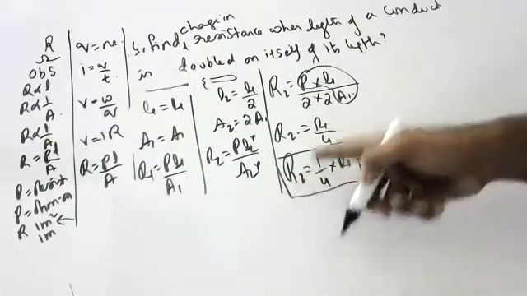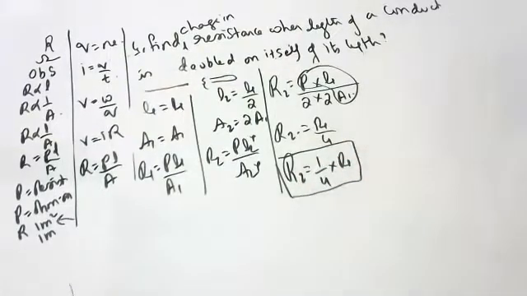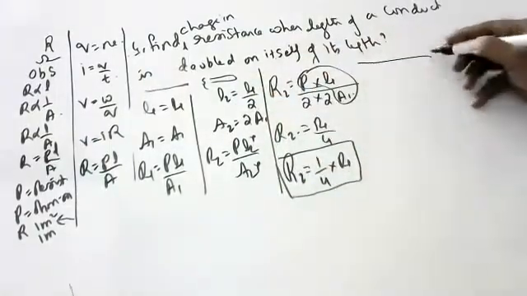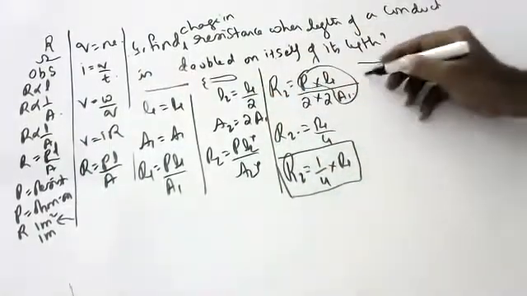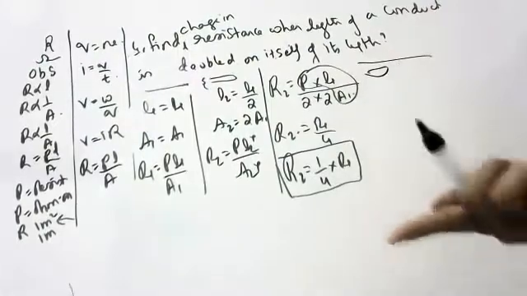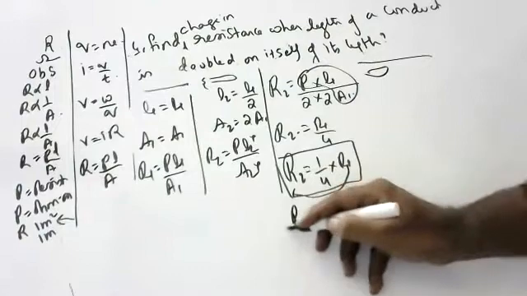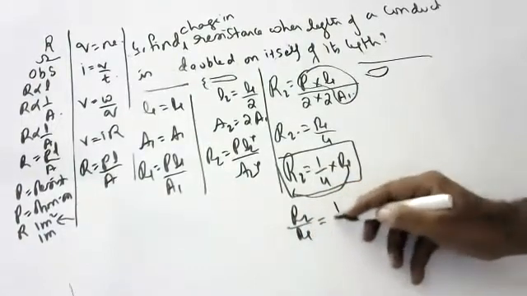Resistance is becoming 1/4 of original. When I stretch it to double its length, the previous resistance becomes 4 times. Now it is doubled on itself, which means it becomes 1/4. Simple logic. If I bring R1 down, R2 by R1 is equal to 1 by 4.